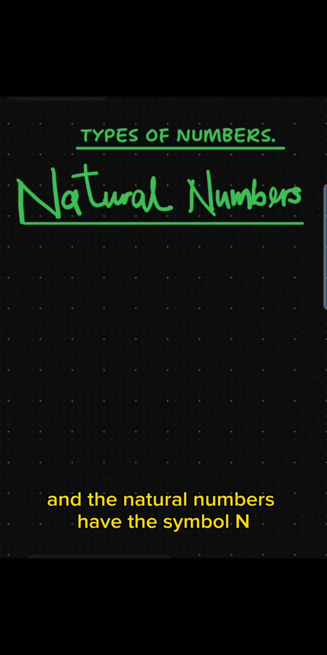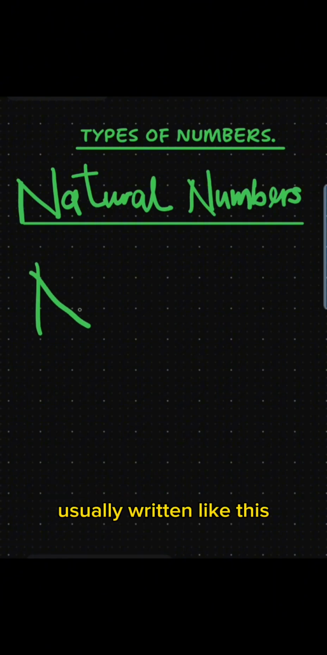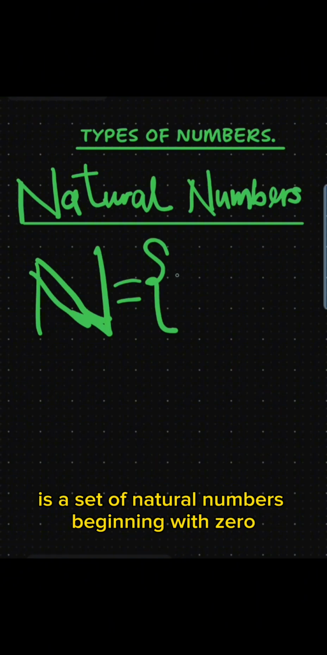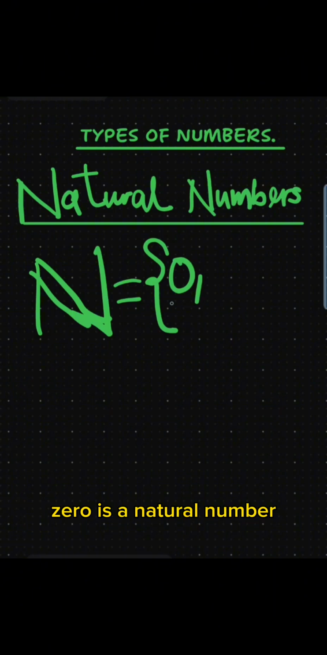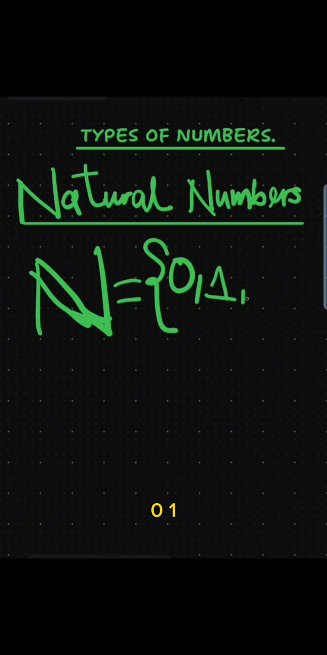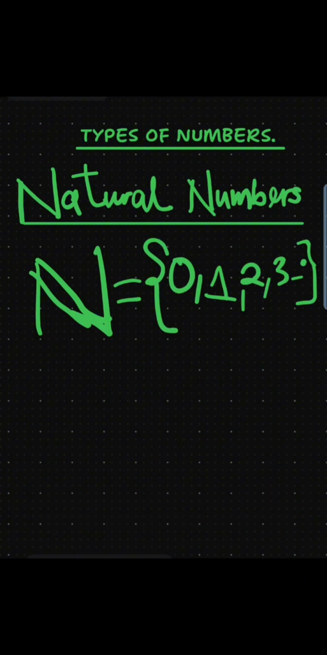Okay, and the natural numbers have the symbol N, usually written like this. So this set is a set of natural numbers beginning with 0. Okay, so 0 is a natural number. Now I explain something about this. So 0, 1, 2, 3, 4, and so on. So it continues. Now, natural numbers are made up of only positive numbers.